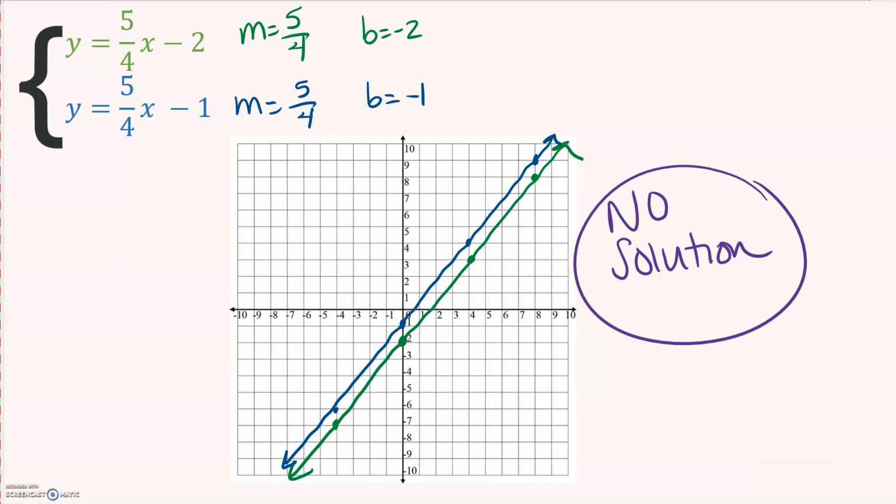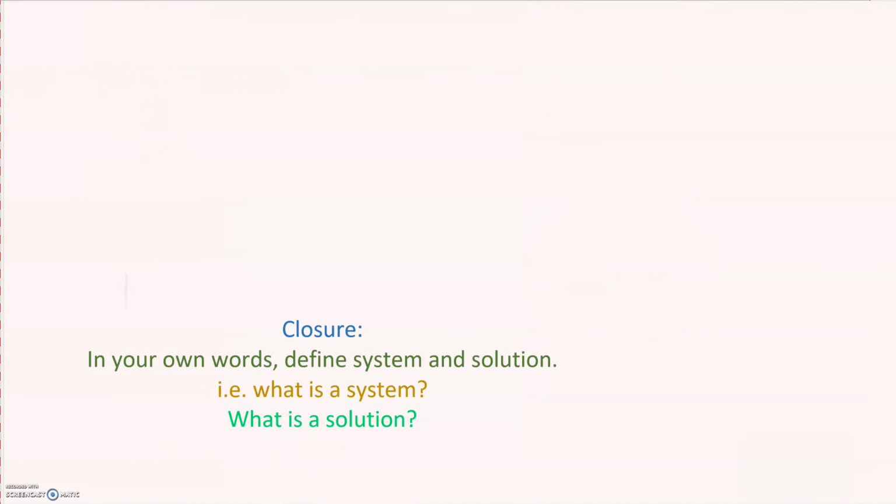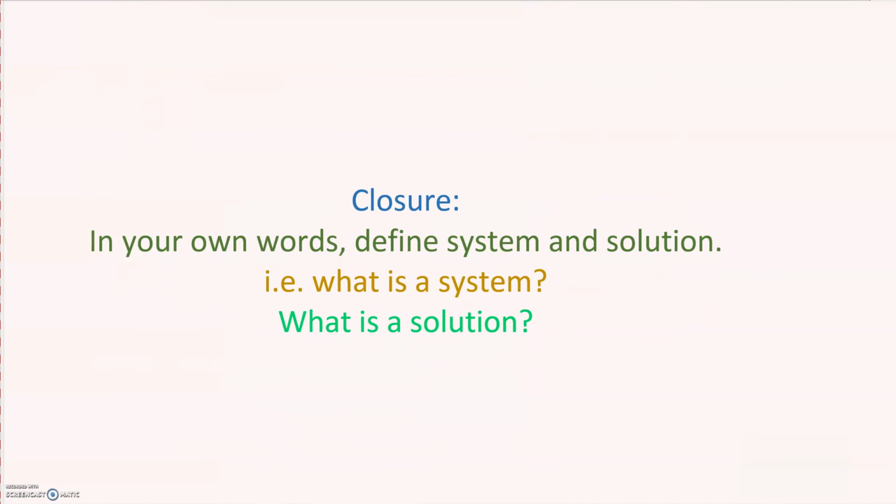All right, that's what we got today. So now, for our closure, I want you to define in your own words what a system is and what a solution is. So on your paper, I want you to write down what is a system and what is a solution.